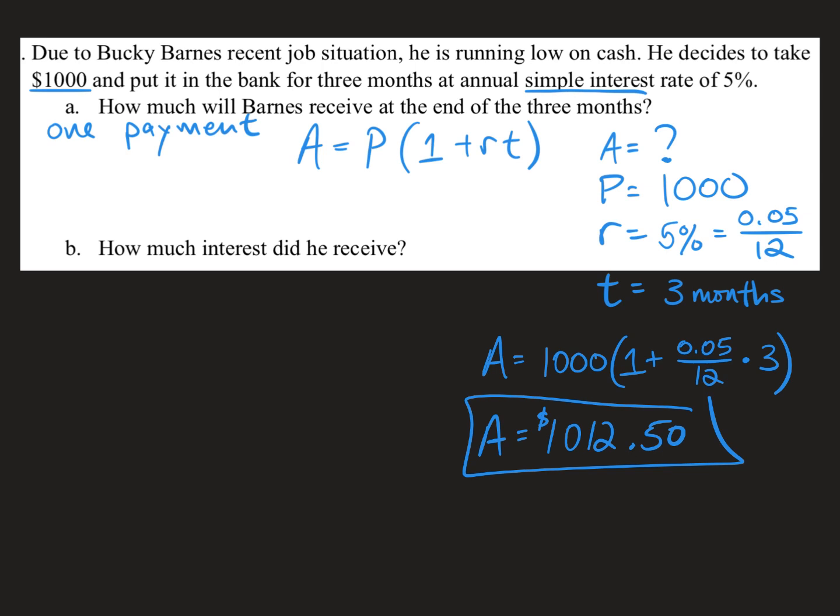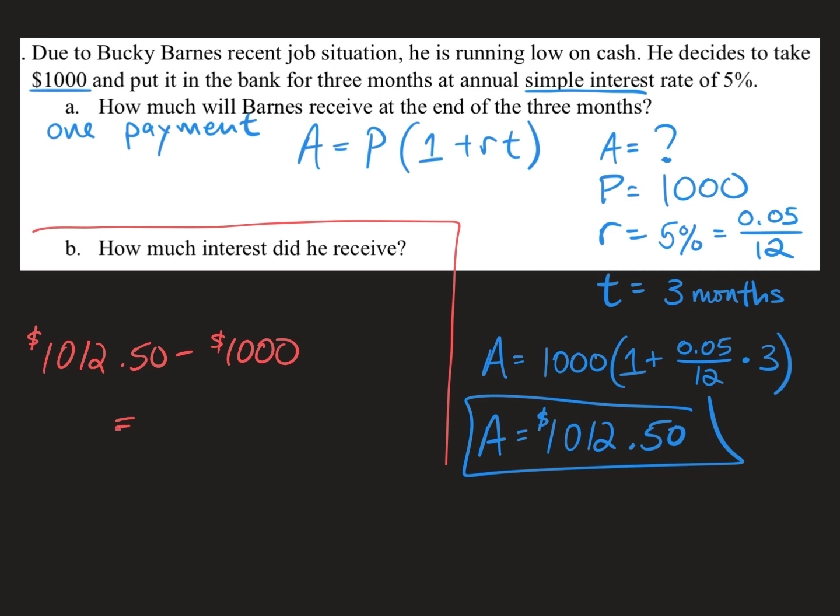Part B is asking how much interest was earned. Let's do that in a different color. To find out how much interest was earned, you subtract the starting amount away from the ending amount. You put $1,000 in the bank, and you had this much at the end of 3 months. This is more, so that'll tell you how much interest was made. So $1,012.50 minus $1,000 will give you $12.50.